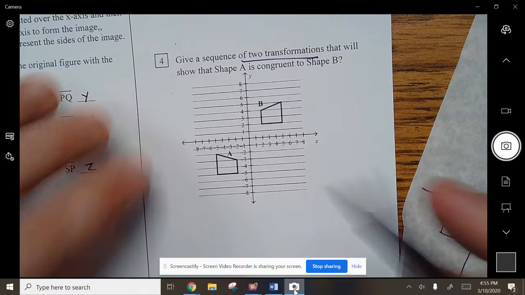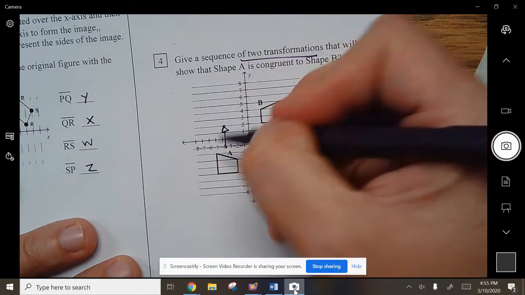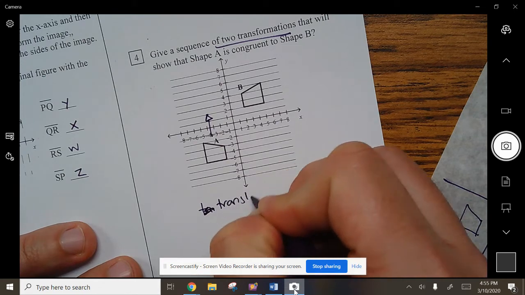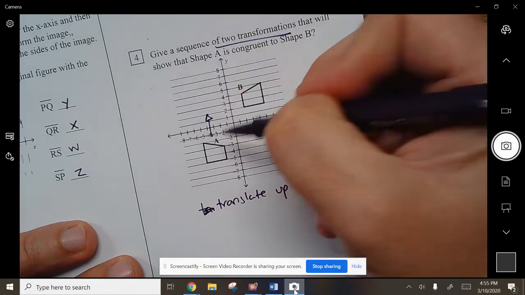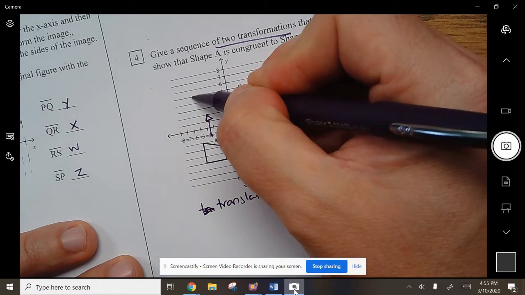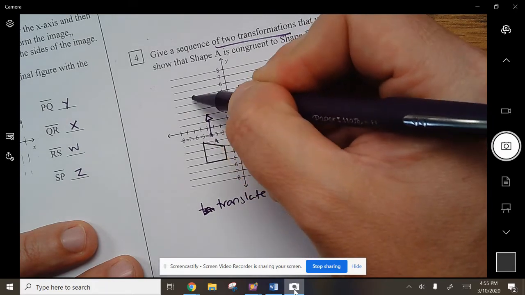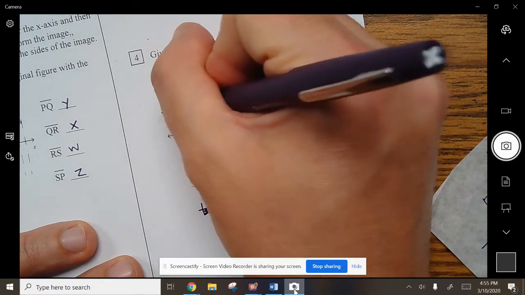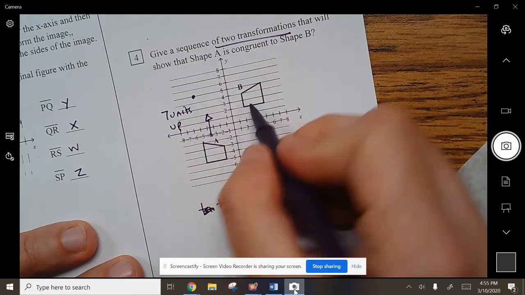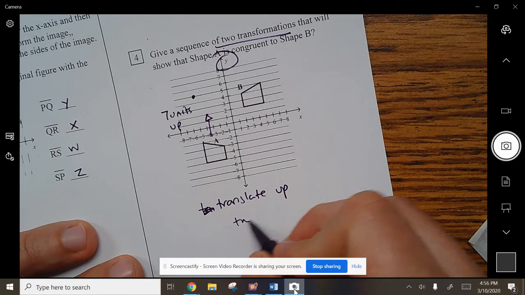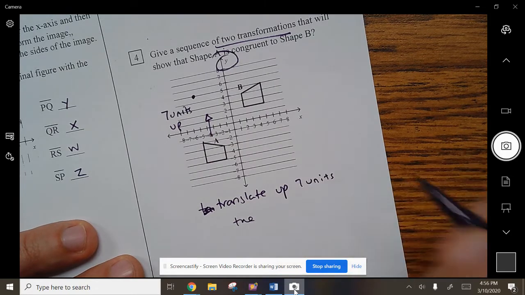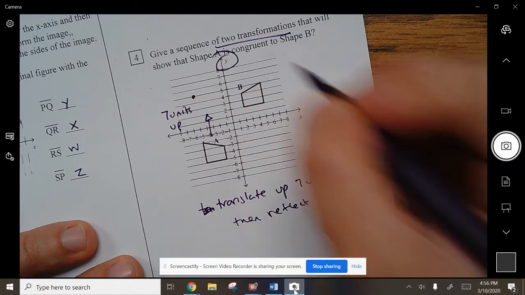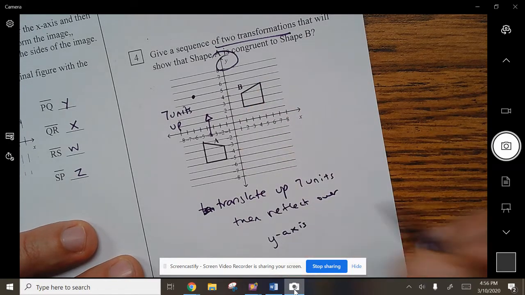So either way, I'm going to move this up, translate it up. We'll say how many units? Let's see, where's this at, 5? So this has to go from -2 up to the 5. So that's going to be 7 units up. And then what's this reflection over? 7 units up. Then reflect over the y-axis. I hope you got that one.